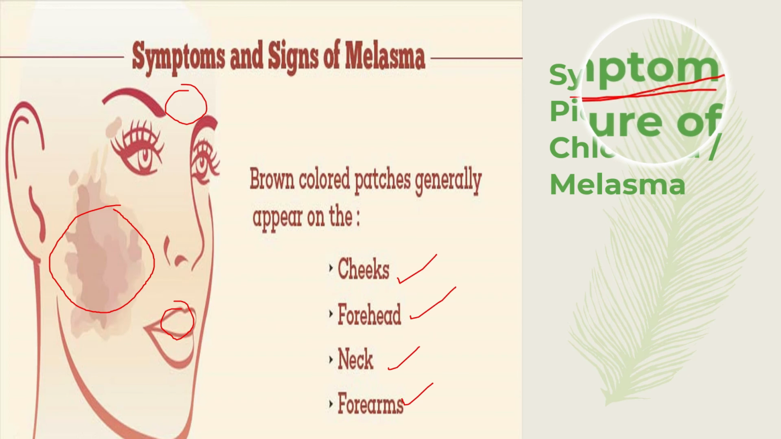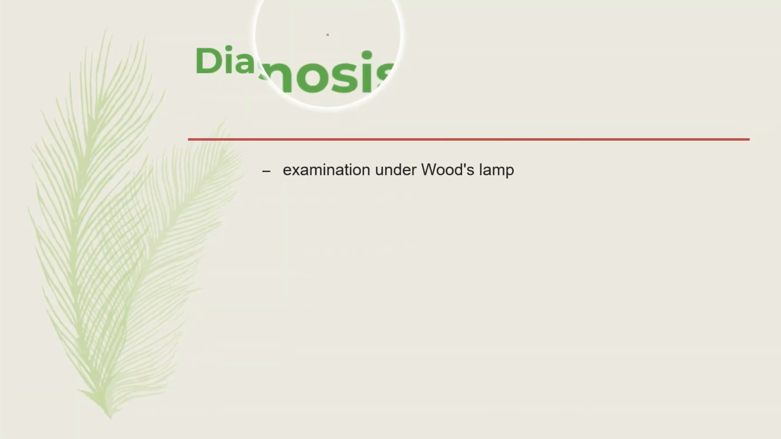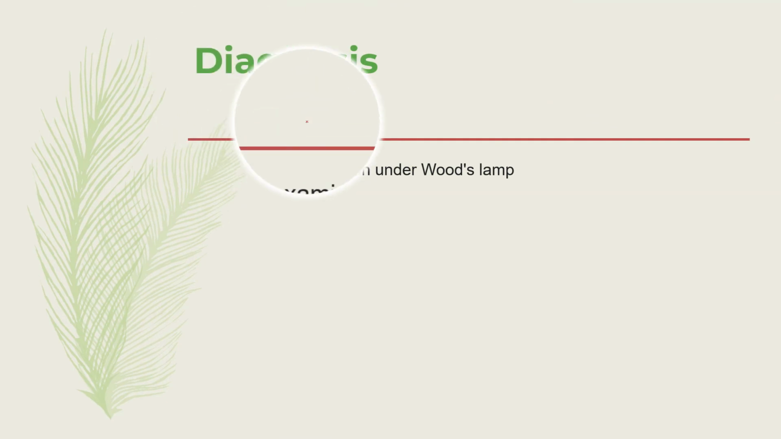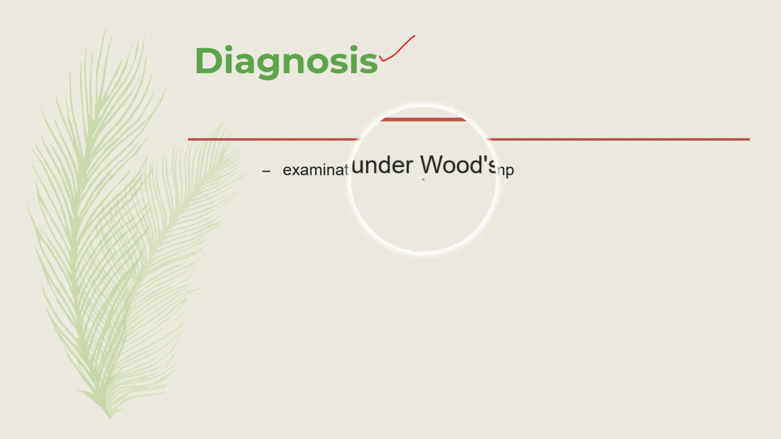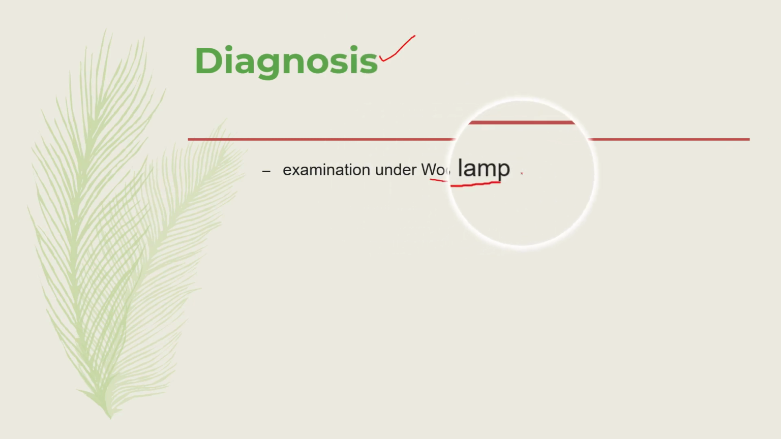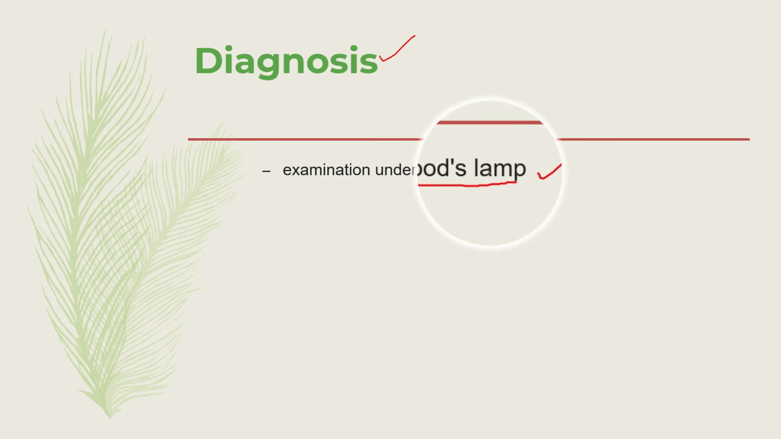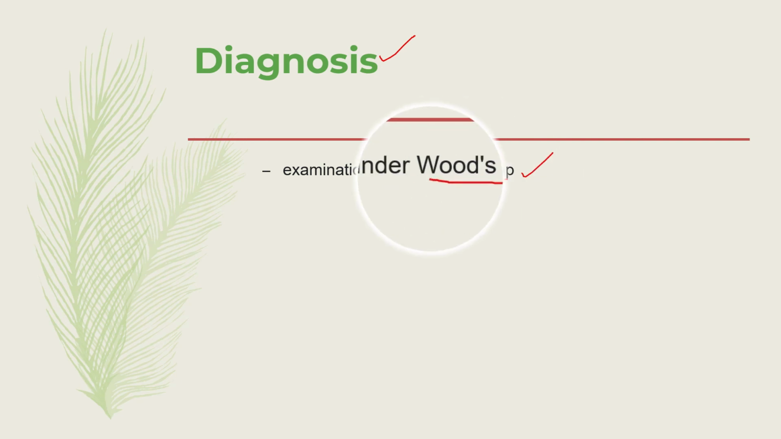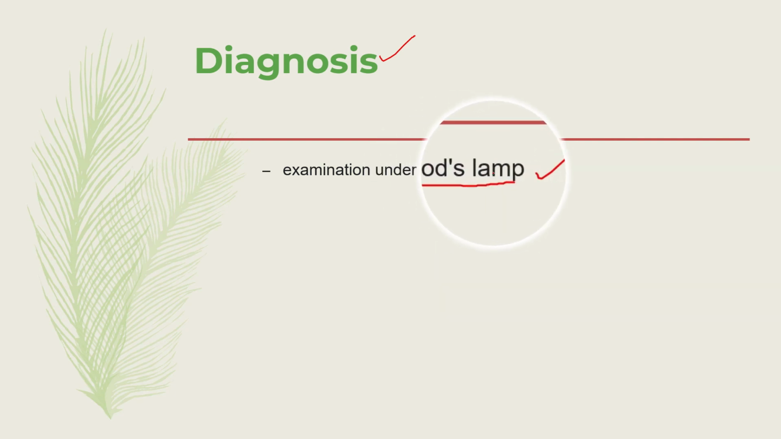Now next we'll talk about the investigation, that is, the diagnosis. Diagnosis is simple, done by skin examination. A doctor may use a special lamp called Wood's lamp that gives off ultraviolet light. It allows the doctor to see the pattern and depth of the skin discoloration more clearly. And medical history will help to determine any factor that may have caused this disorder. That was all about diagnosis.